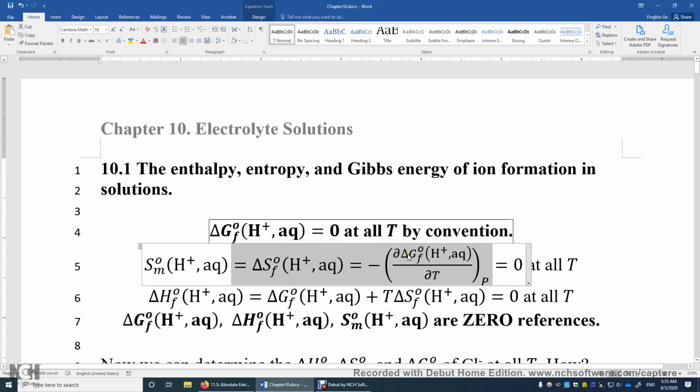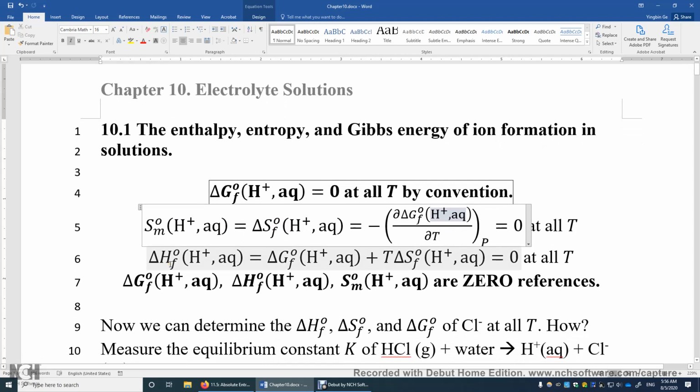It turns out this delta G of formation is chosen to be zero at all temperatures. So the temperature dependence is zero. Therefore, the entropy of formation of the solvated protons in the standard state is zero at all temperatures. And we define the molar entropy of the solvated protons to be the entropy of formation.